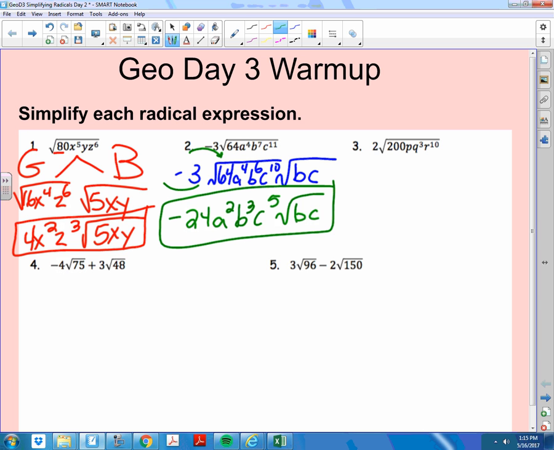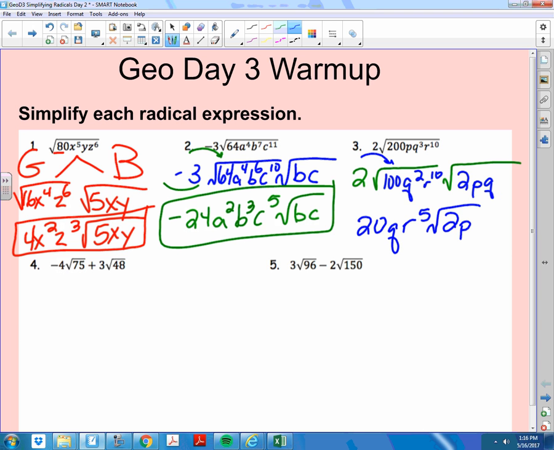And here we end up with 2 root. Sydney, give me the good square root side after your split. 100. Perfect. Which leaves on the bad side 2pq. So again, 2 times the square root of 100 is 2 times 10, which is 20. Q, r to the fifth, square root 2pq.